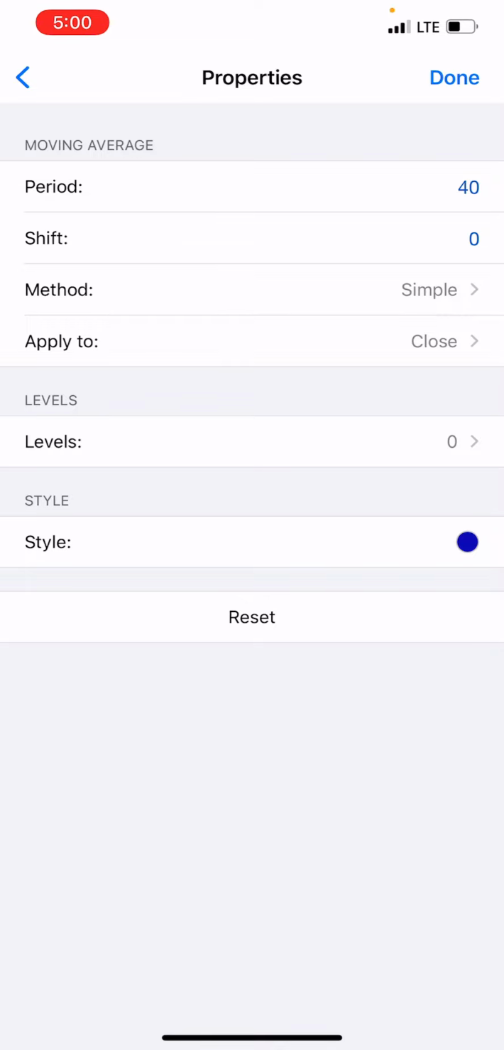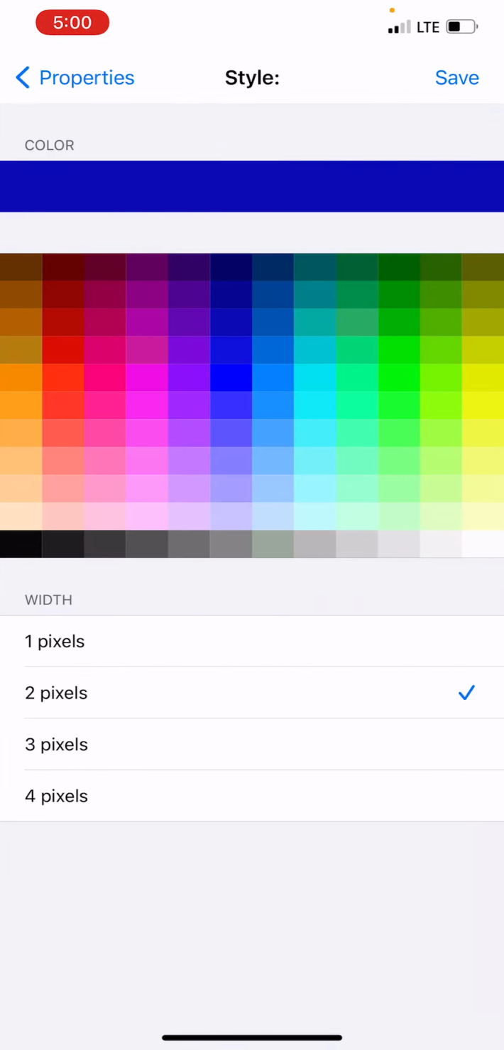I'm already tired. Just take a screenshot of this, which is the period 40 moving average. Simple method, simple, apply to close. The color is blue, 2 pixels, sorry.